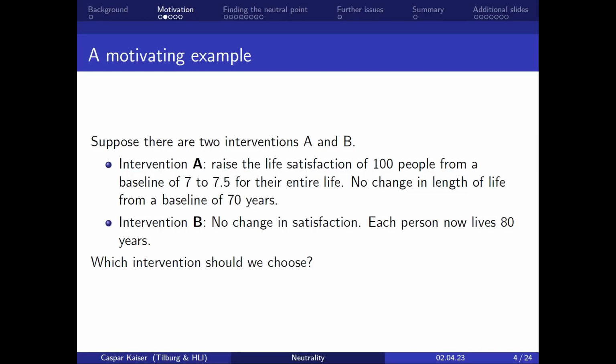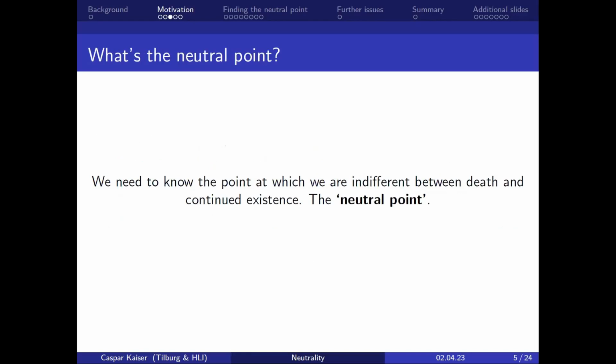Okay, yeah, so I should have stated this, good point. In B, and it's a very important point, let's say it's again the same baseline of 7 out of 10. Good that you're pointing this out. So we're considering their entire lives, and we're assuming that throughout their entire life they have a life satisfaction of 7. All right. So what we need to know is this neutral point: the point at which we are indifferent, from the perspective of a social planner, between death and continued existence.